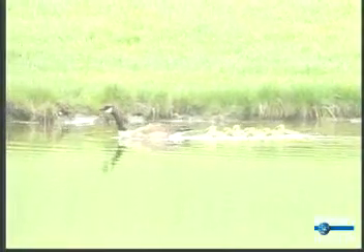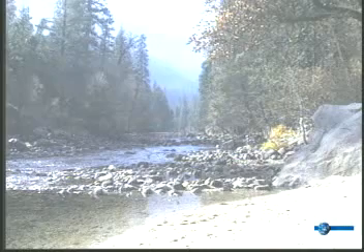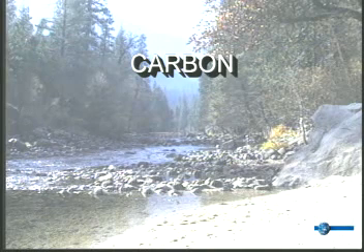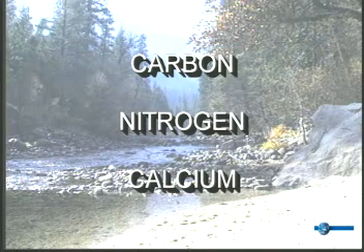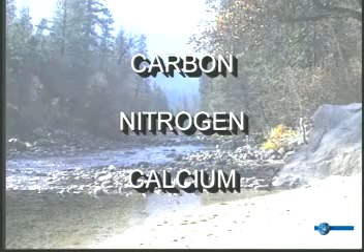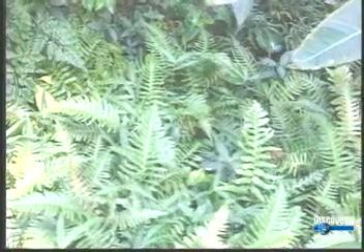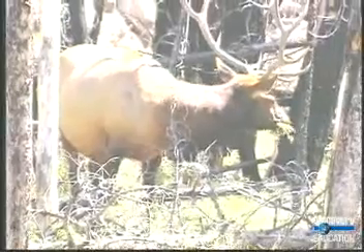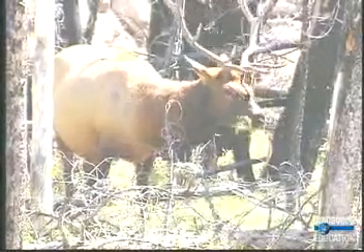In order for life to exist, 4 basic conditions have to be present. First, nutrients such as carbon, nitrogen, and calcium needed to make living cells have to be available. Plants get their nutrients from the soil and the atmosphere. Animals obtain theirs by eating plants or other animals.